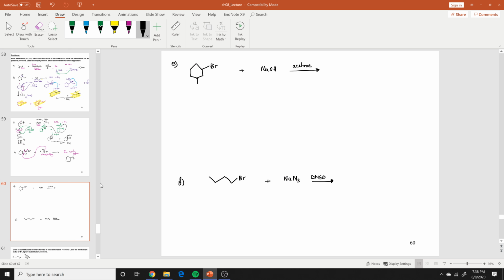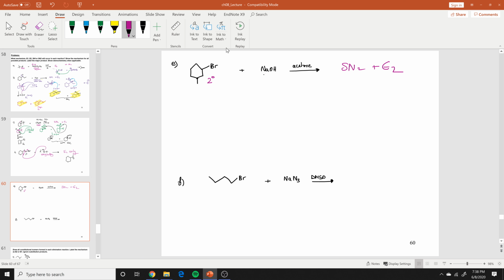So over here, this is a strong base. So a strong base is a strong nucleophile, both. This is acetone, this is a secondary. So I'm going to end up having SN2 plus E2. So I'm going to end up having both products in there. Let's start with the SN2.